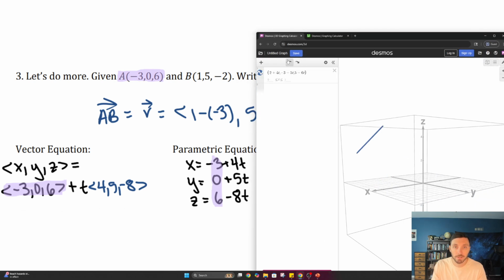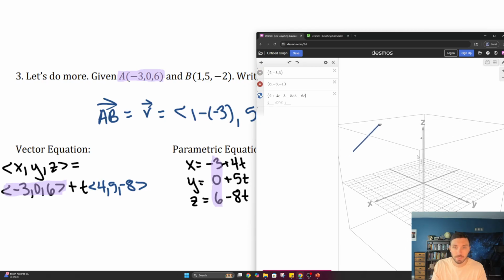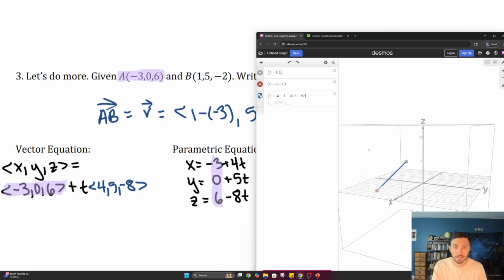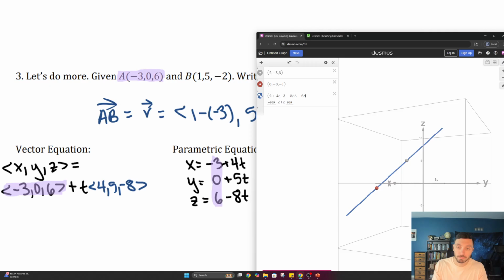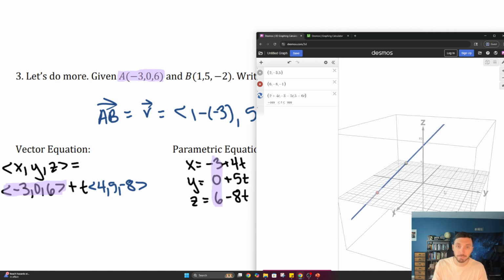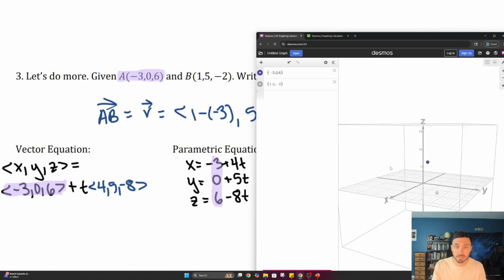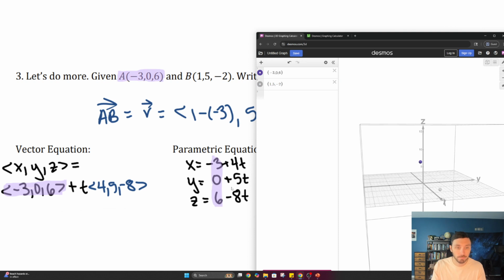Oh, the other thing about what I just graphed here, though, the answer isn't a segment. It goes on forever. It goes from -infinity to +infinity. So it was a line, not a line segment. And that's going to be important for the intuition I build here. -3, 0, 6, and then 1, 5, -2. So I'm creating this line. Of course, this would work just fine.